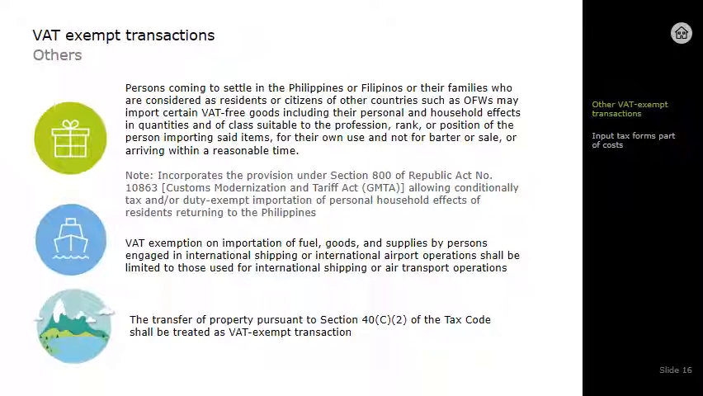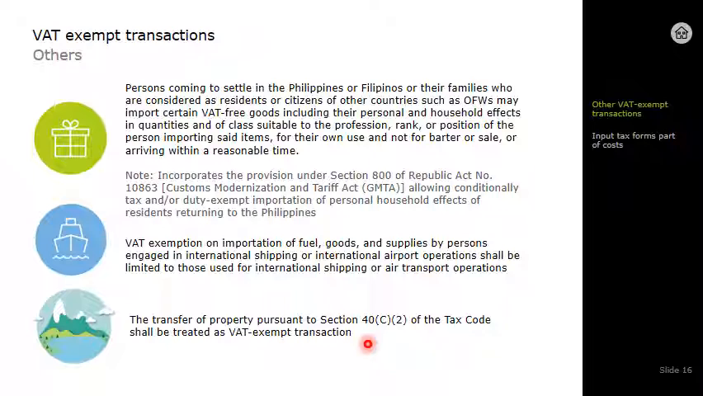So, ibig sabihin, kung itong mga personal effects ng mga balikbayan, ini-exempt yan sa customs duty, then exempt din siya sa VAT on importation. Yan. Another exemption, yung VAT exemption on importation of fuel, goods, and supply by person engaged in international shipping or international airport operation. Exempt din yan. Ito, bago itong susunod, this one. I think you're familiar with Section 40C2. Ito yung tinatawag nating tax-free exchange.